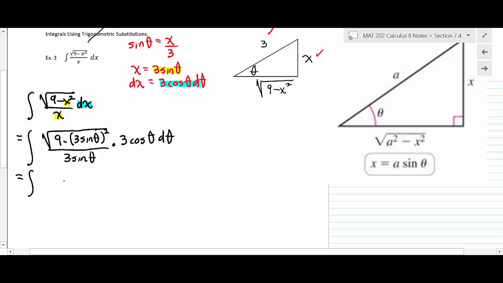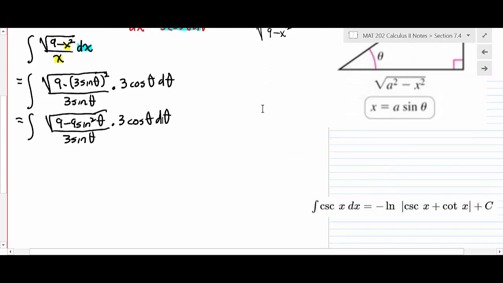Generally, you're going to have some things that simplify. So I'm going to write this as 9 minus 9 sine squared theta, just squaring out the 3 sine theta, over 3 sine theta, times 3 cosine theta d theta. Now, one thing obviously that happens is the 3's cross out. If you see something cross it out, by all means cross it out. As you start doing these examples, you'll begin to see what happens on these problems. And it happens over and over again.